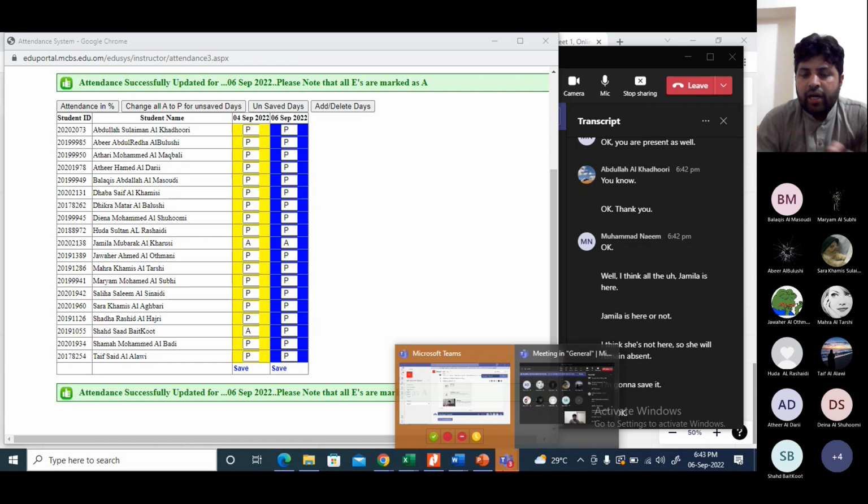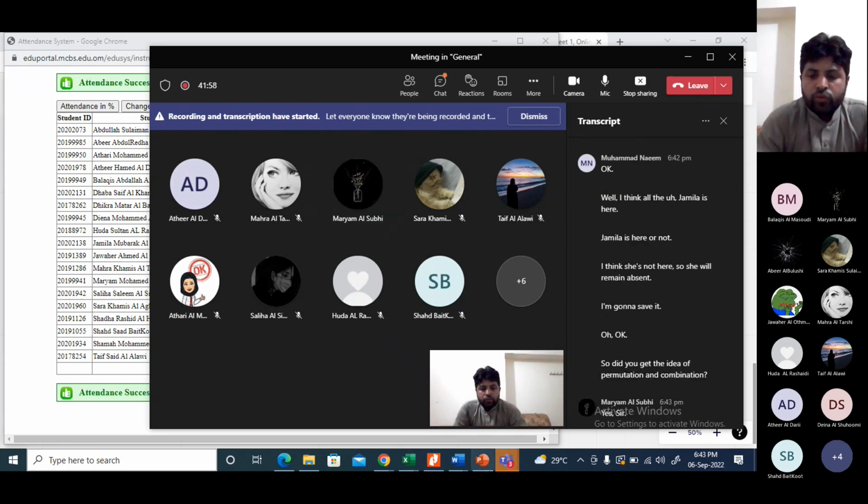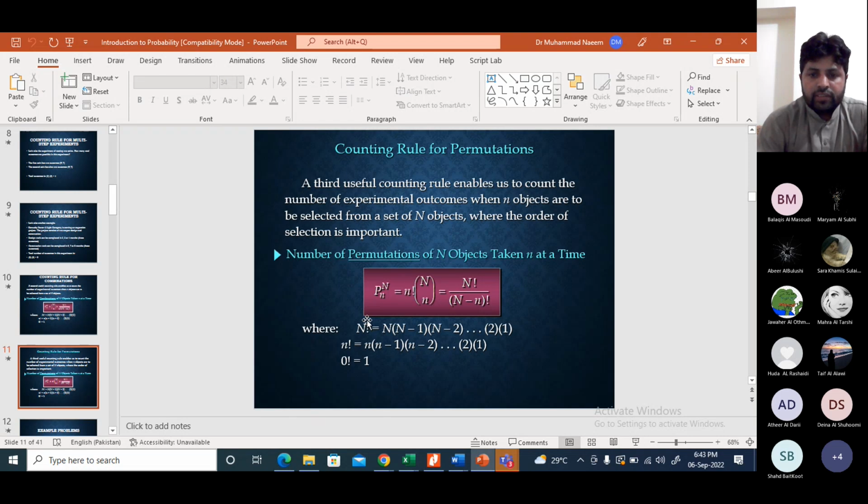So did you get the idea of permutation and combination? Yes, sir. Okay, so we'll move on. The basic objective of these formulas is to calculate the total number of experimental outcomes. These are the formulas for the combination. You see here n factorial, n is your total number of objects, and r is your selection. So n factorial, n minus r factorial, and the same is here.